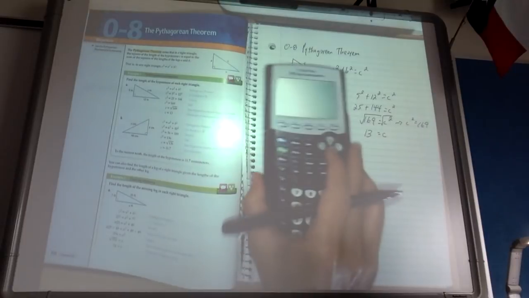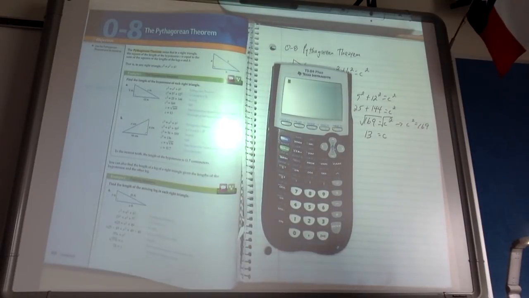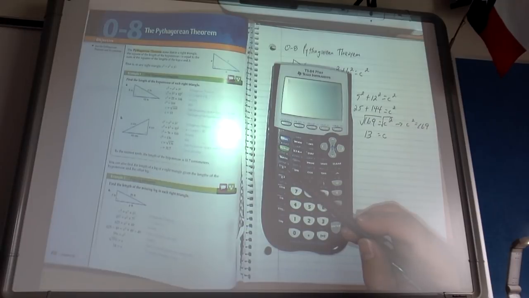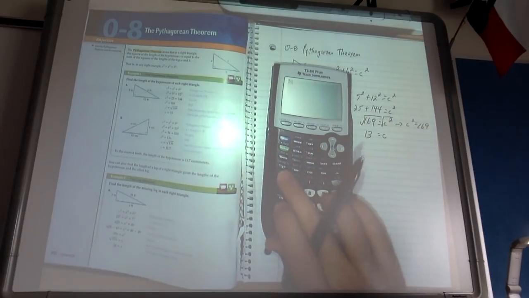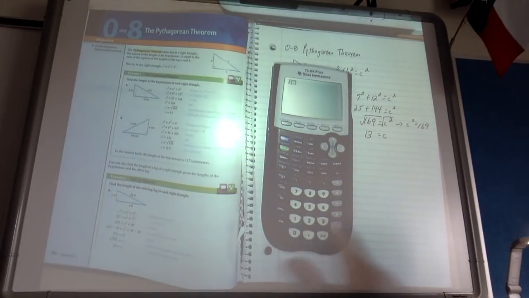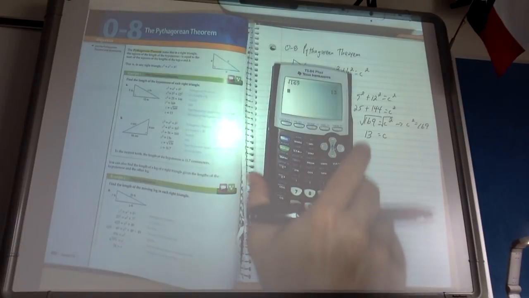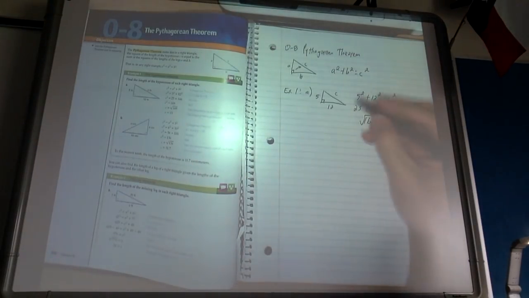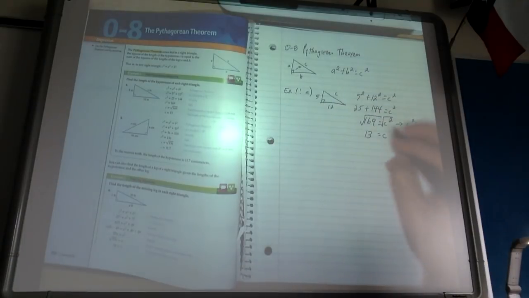If you are not good at finding that, then we can get on the calculator. Here's the squared button right here, under that's inverse x to the negative 1. X squared is right there. To get to the square root, I hit second, X squared, it pulls up the square root. I put in 169, hit enter, and we get 13. So I know that this hypotenuse right here is 13 inches, and there's my answer.